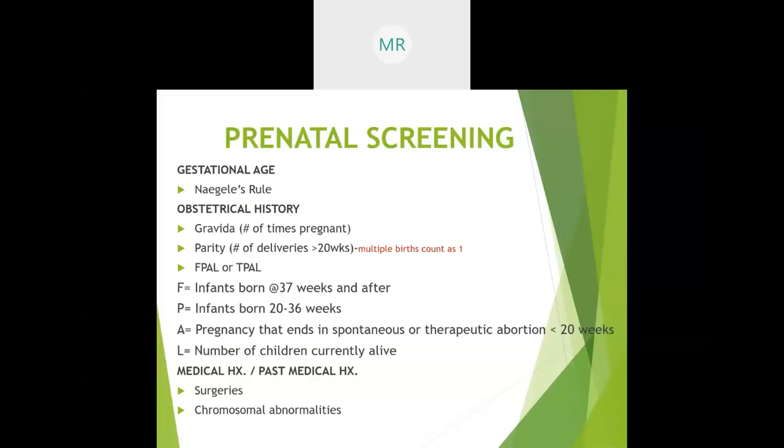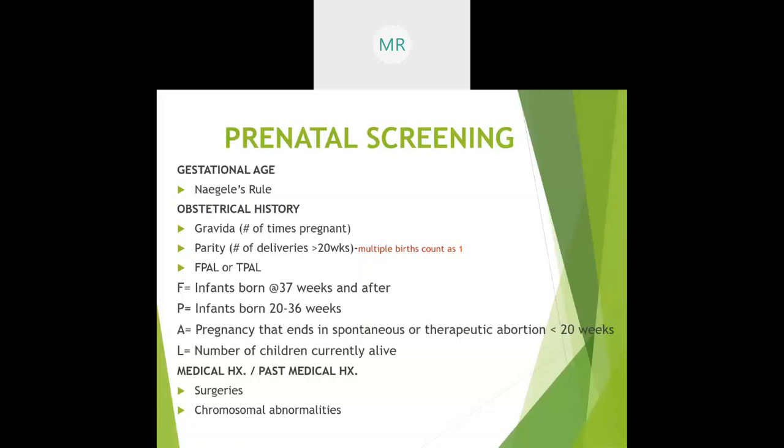So Nagel's rule is mom's first day of her last menstrual period. Not counting that month, you're going to go back 3 months and you're going to add 7 days. The example I gave was November 7th was the first day of her last menstrual period. If you do Nagel's rule and you go back 3 months, that is October, September, that is August 7th. If you add 7 days, that's August 14th. And don't forget to change the year.